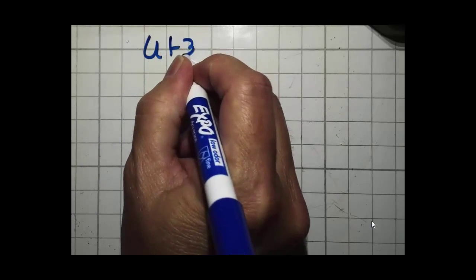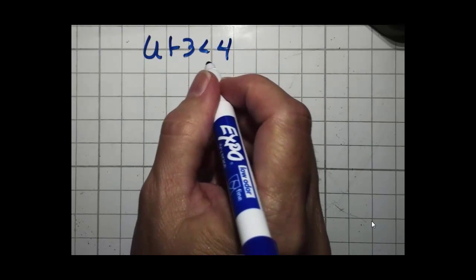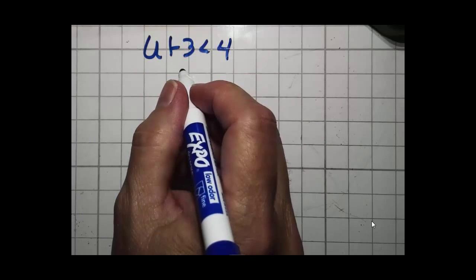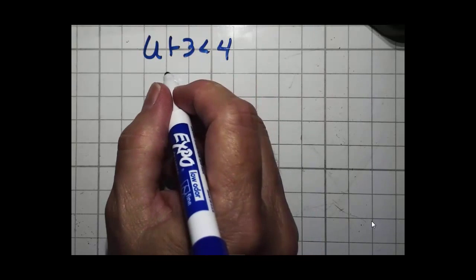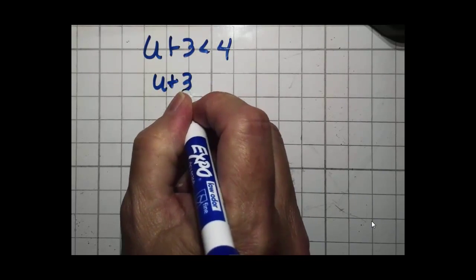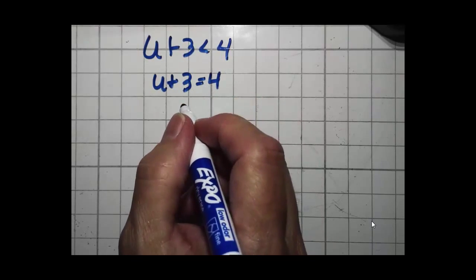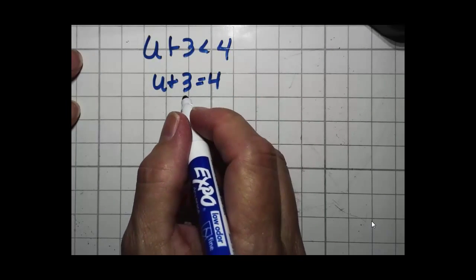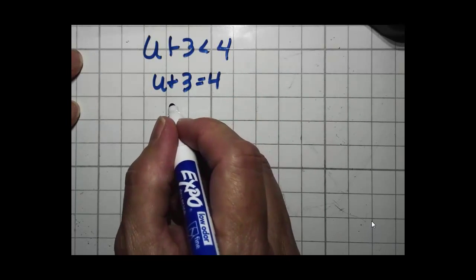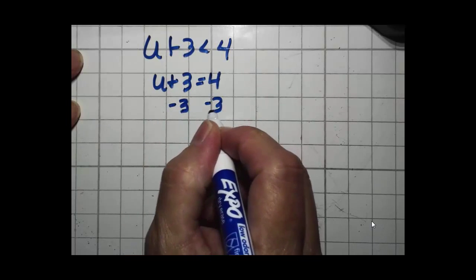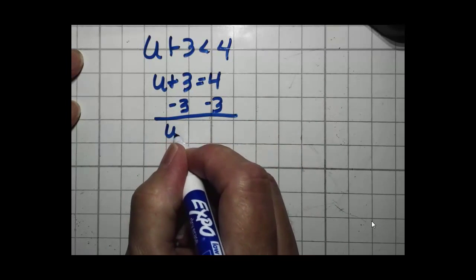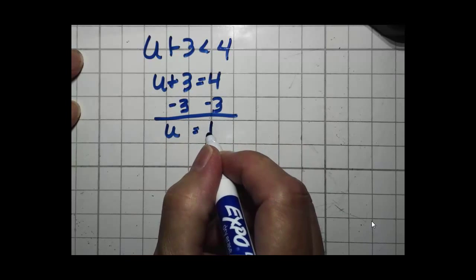U plus 3 is less than 4. The way I recommend you solve these is you simply pretend like it's an equal sign. And actually, I like to rewrite it with an equal sign. You don't have to, but I rewrite it with an equal sign. I pretend like that's not even there right now. To solve this is easy. I've been doing that for months, and so should you. You know how to do that. U equals 4 minus 3 is 1.